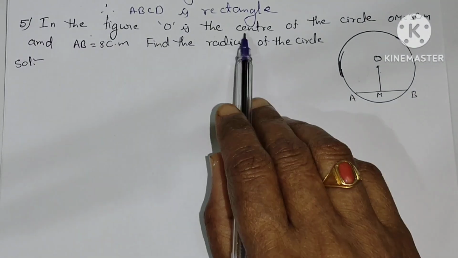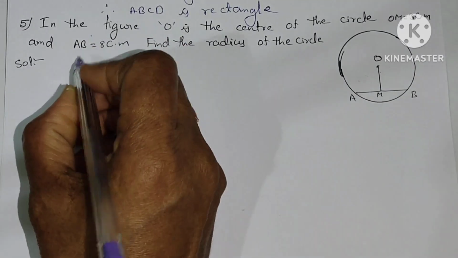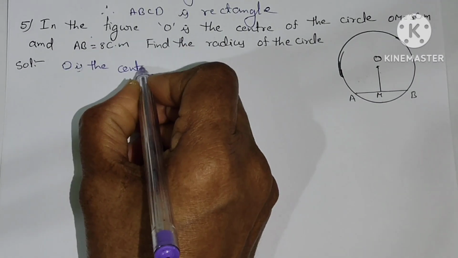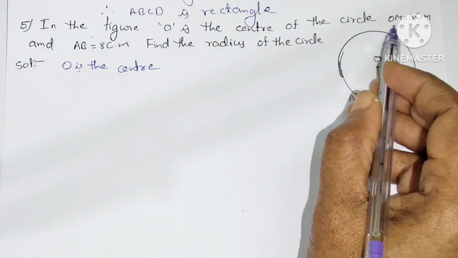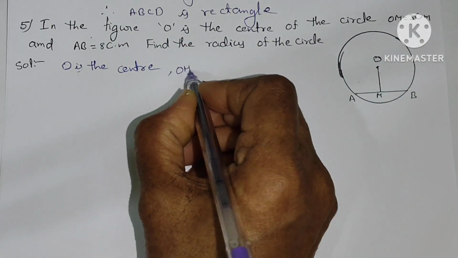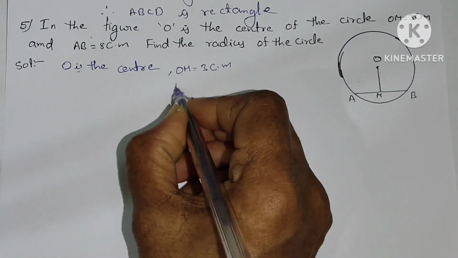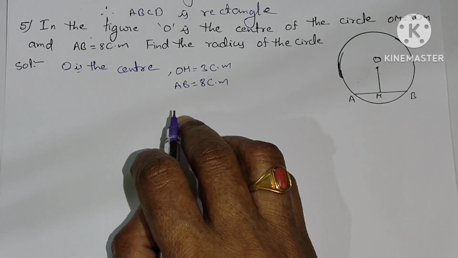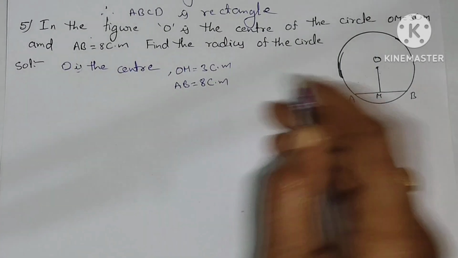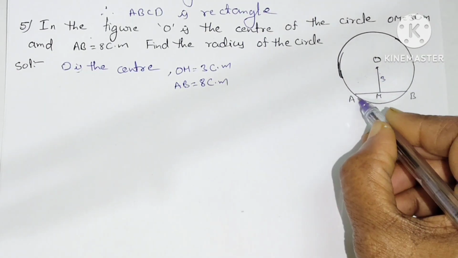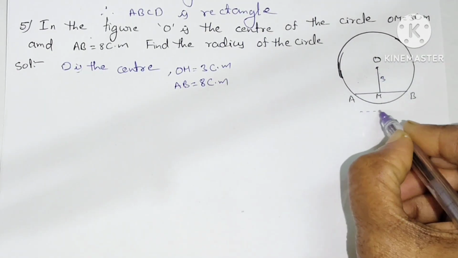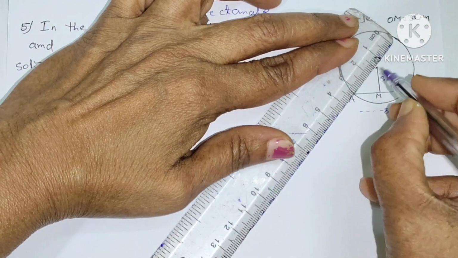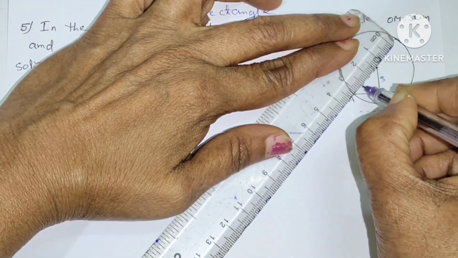So here O is the center of the circle. OM equal to 3 centimeters and AB equal to 8 centimeters. So here OM is 3 centimeters, A to B is 8 centimeters. So now join the AO. AO is the radius.